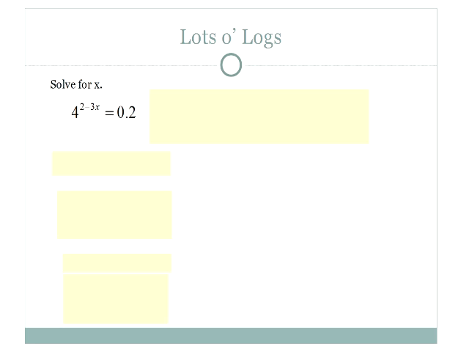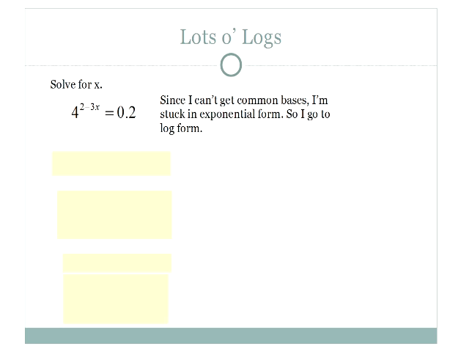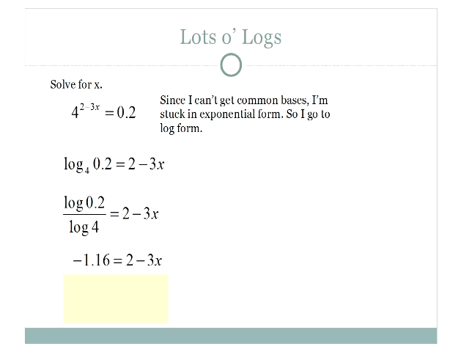Yet another one. Again, I can't get common bases here, so I go right to log form. I can rewrite this as log 2 divided by log 4, remembering that the base is on the bottom. My calculator can give me those answers. And now what I can do here is solve for x.